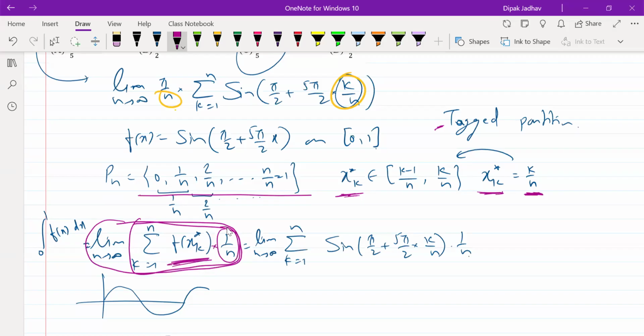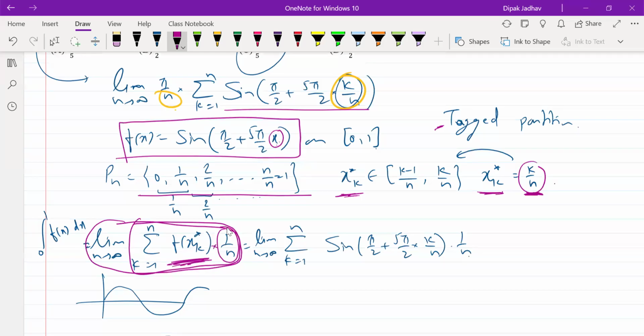But what is f of xk star? f of x is this. So for f of xk star, you replace x by xk star. What is xk star? k by n. Replace x by k by n in this. So we get something like this. Is it okay up to here?